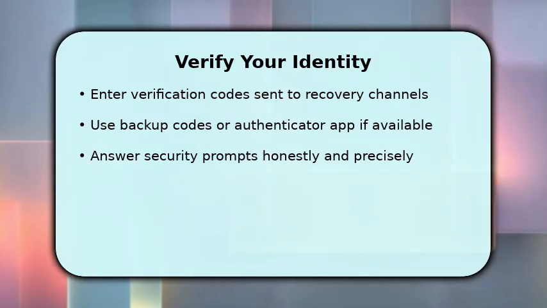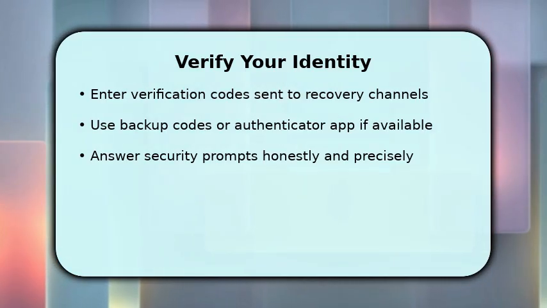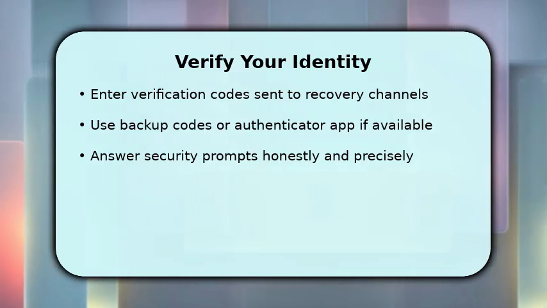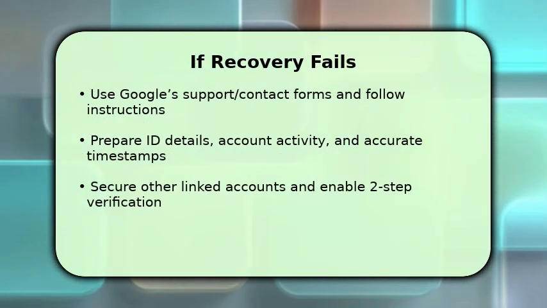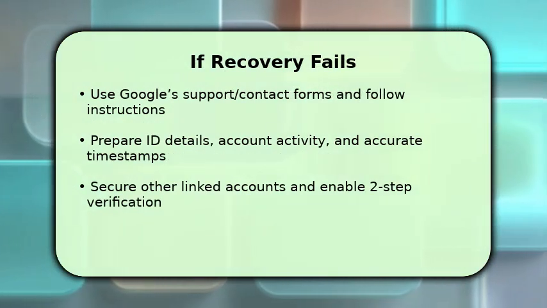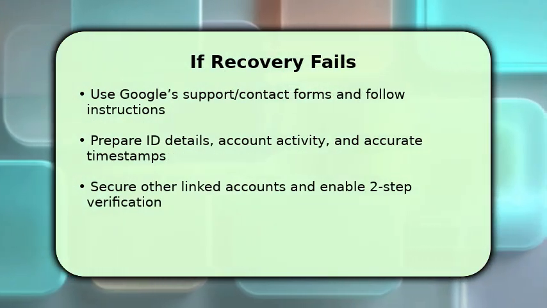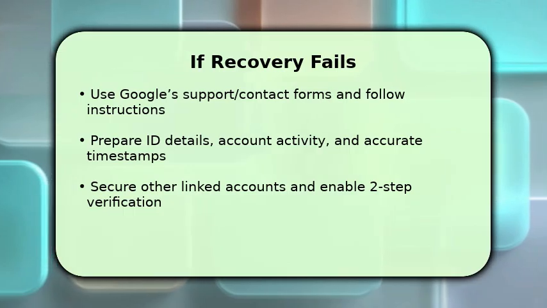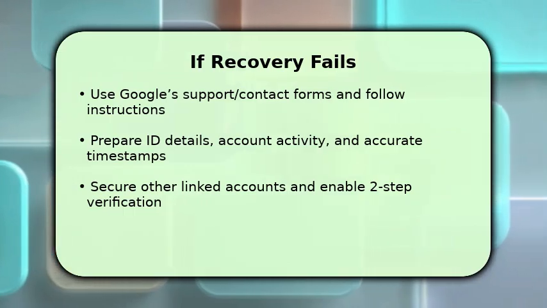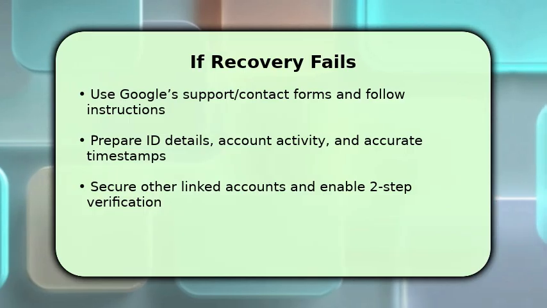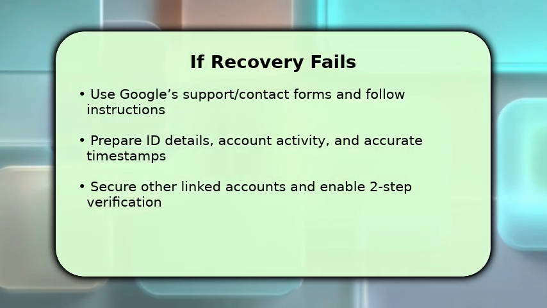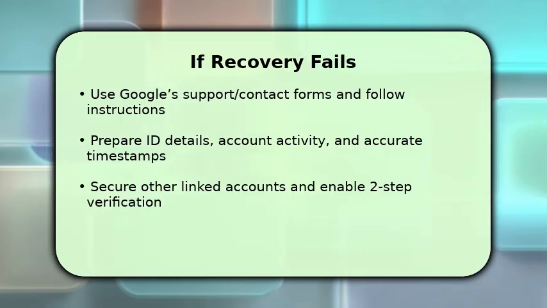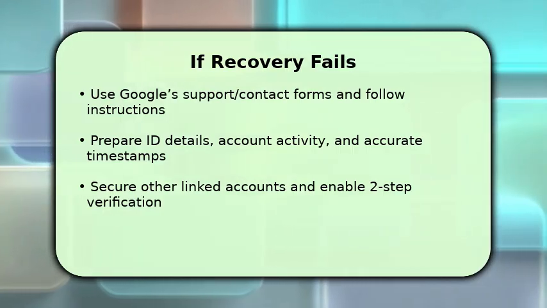If you lack access, try using a device and network you frequently used with the account because Google weighs that behavior heavily. If automated recovery does not work, use Google's account help to submit a support request and provide requested details like prior account activity, services used, and approximate creation date. Be ready to verify identity as instructed. Sometimes you'll need to wait 24 to 72 hours for review.